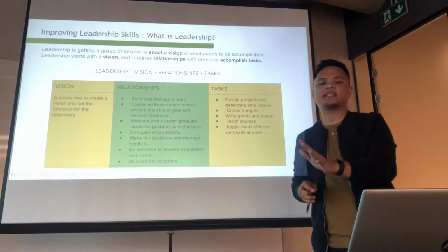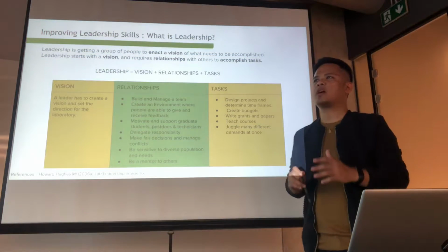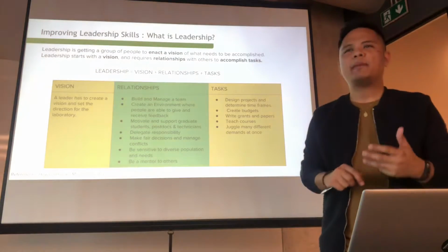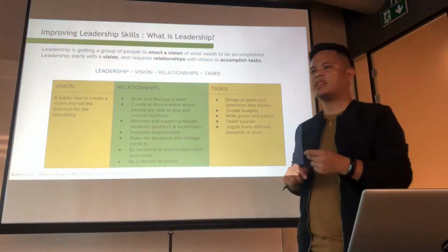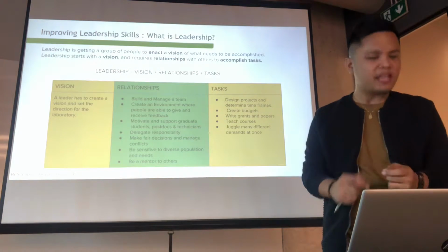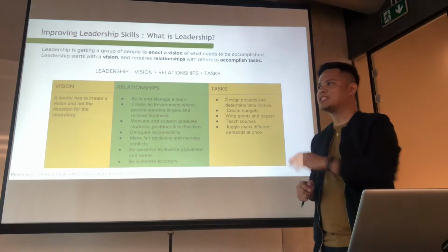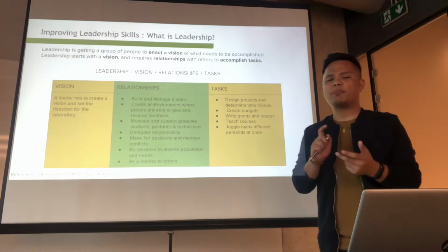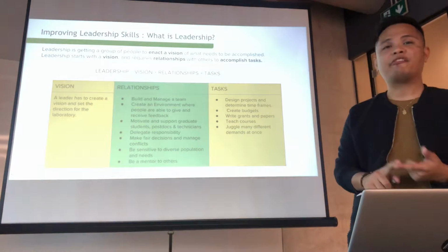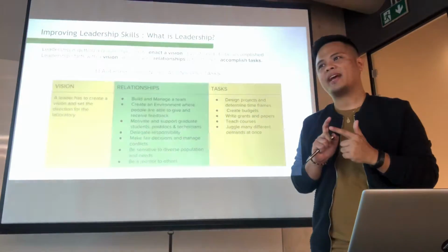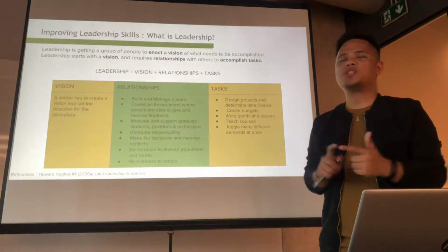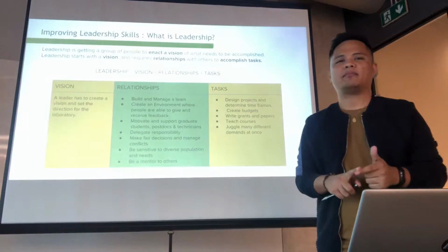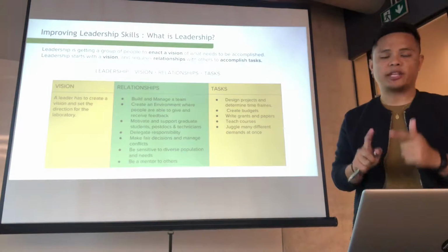And lastly is task. Task is more quantifiable, because in this way you would see the output or the result of your team. This points out the key things that you need to consider. Number one is you have to determine the time frame. For every research organization or every project that you're currently working on, there should always be a timeline, and you have to set that timeline with your team members.